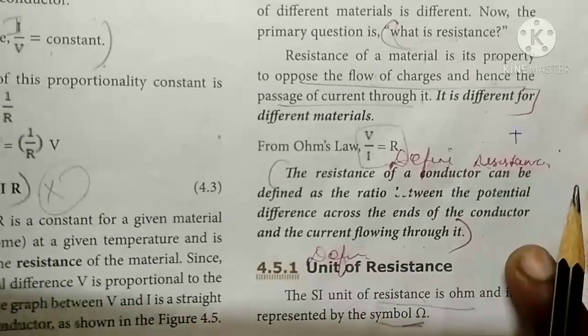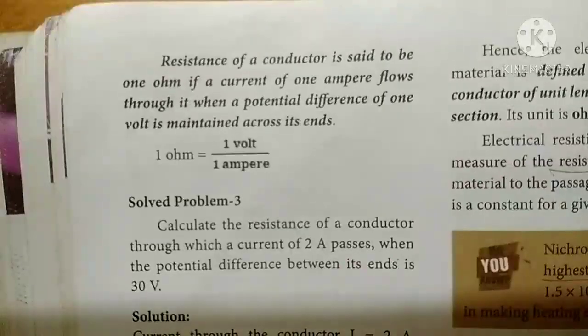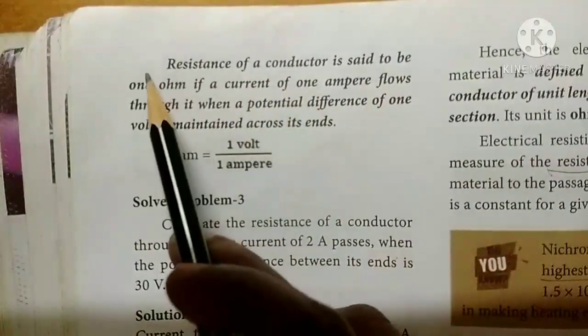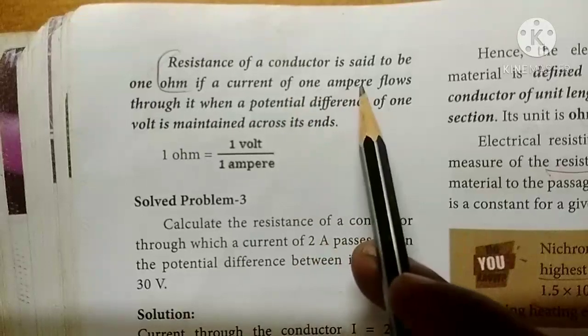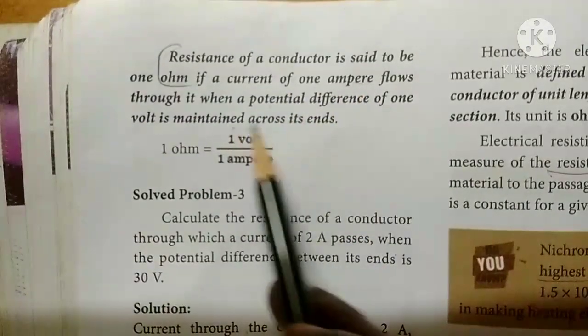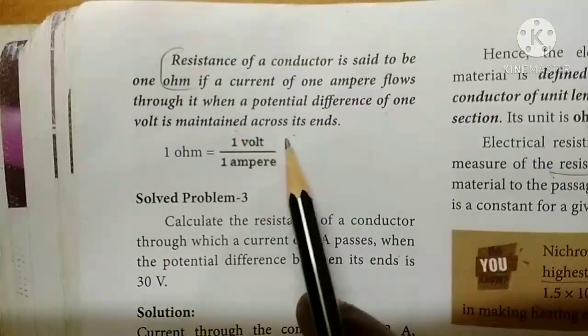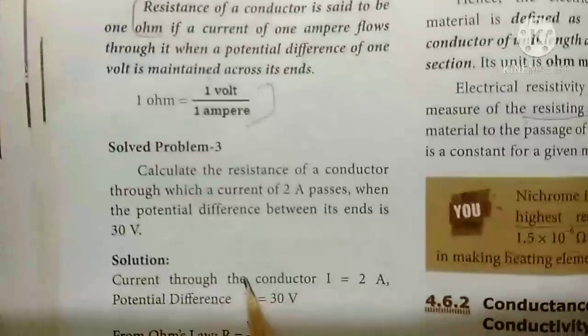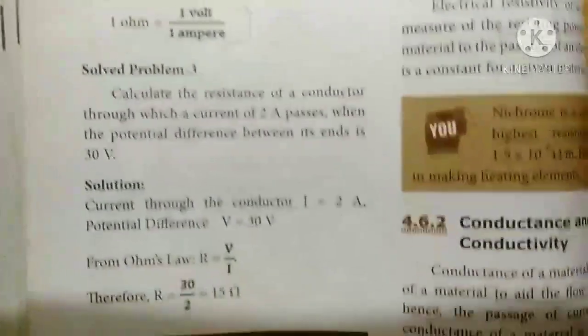Mark it. And next page, resistance of a conductor is said to be 1 ohm if a current of 1 ampere flows through it when a potential difference of 1 volt is maintained across it. 1 ohm is equal to 1 volt by 1 ampere. Okay, this problem already we discussed.